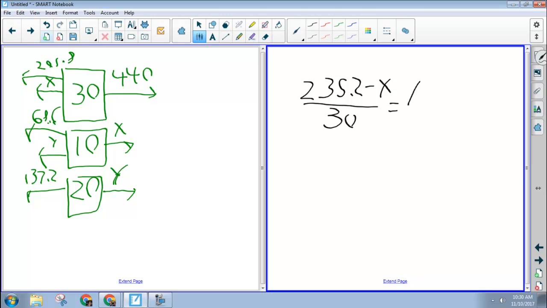variables here, right? X and Y. And he's going to use the fact that all three of these objects have the same accelerations, right? Or acceleration, if you prefer. That's not a word.